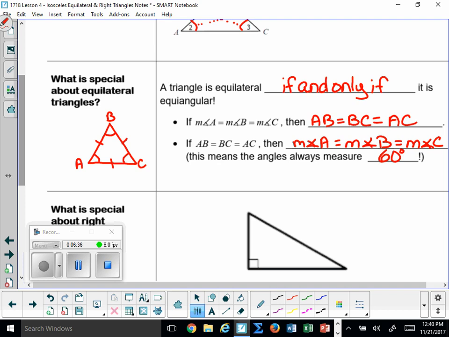If all three add up to 180 degrees and they're all the same, 180 divided by 3 is 60. Equilateral triangles are equiangular and all three angles equal 60 degrees.